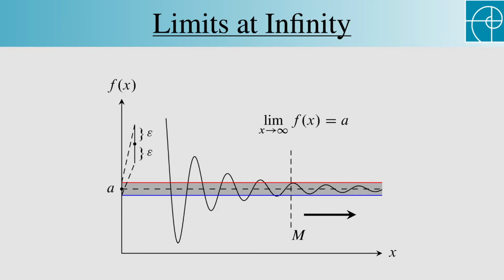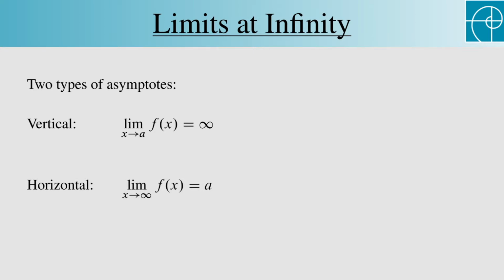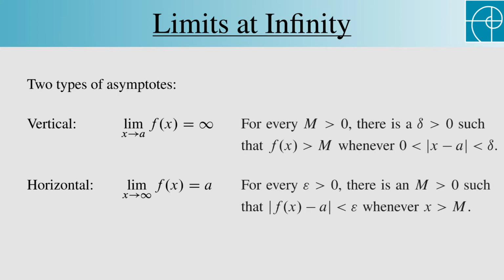Let's take another look at the parallels between vertical and horizontal asymptotes. And once again, in the case of vertical asymptotes, we really only need one-sided limits. For convenience, let's only consider positive infinity. For a vertical asymptote, we have a limit as x approaches a, and that's equal to infinity. For a horizontal asymptote, we have a limit as x approaches infinity, and that's equal to a. And here are the definitions, which have the same parallel. The M and delta in the first case switch places to become epsilon and M in the second one.